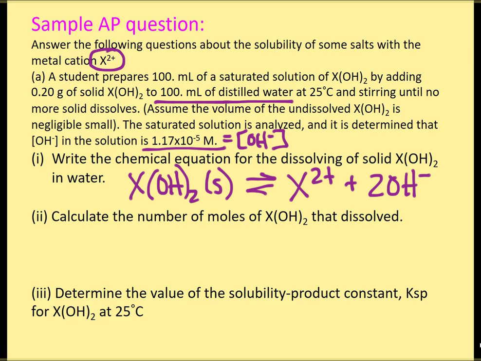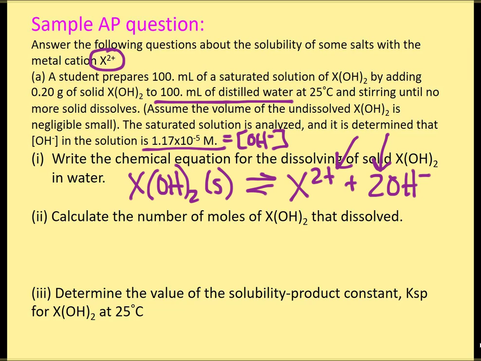So I do know that the X is a 2+ because they told me. And then I can also figure it out by the hydroxide ion. So the hydroxide ion is a -1, and I have to have 2 of them, so therefore the X must be a +2. And don't forget this little 2 in front of the OH. It is a 1:2 ratio when it splits up.